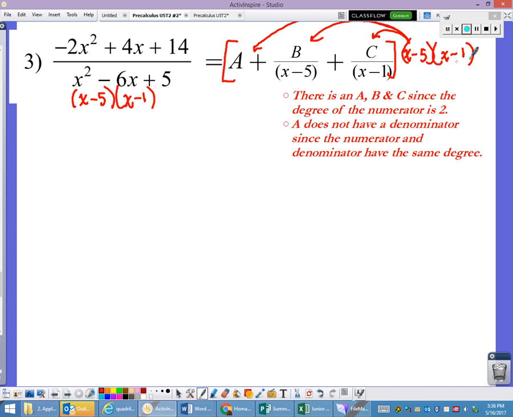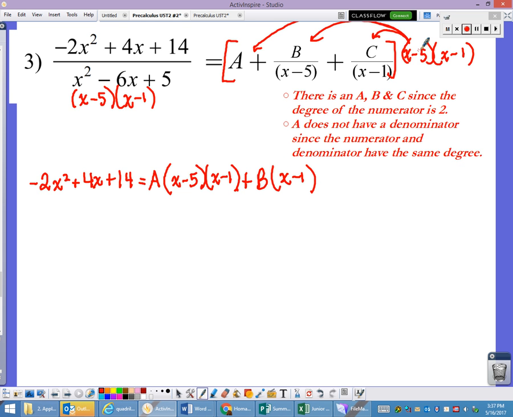Okay, so if I take this denominator and multiply it by a, there's no denominator for anything to cancel with. So I'm just going to say negative 2x squared plus 4x plus 14 is equal to, and now I'm going to start this multiplication. So a times x minus 5, x minus 1. Now if I multiply it by b, notice there will be an x minus 5 on the top and bottom, so those will cancel, and I'll just have b times x minus 1. Then if I multiply this by c, again the same thing's going to happen. My x minus 1s are going to cancel, so I'll just have c times x minus 5.